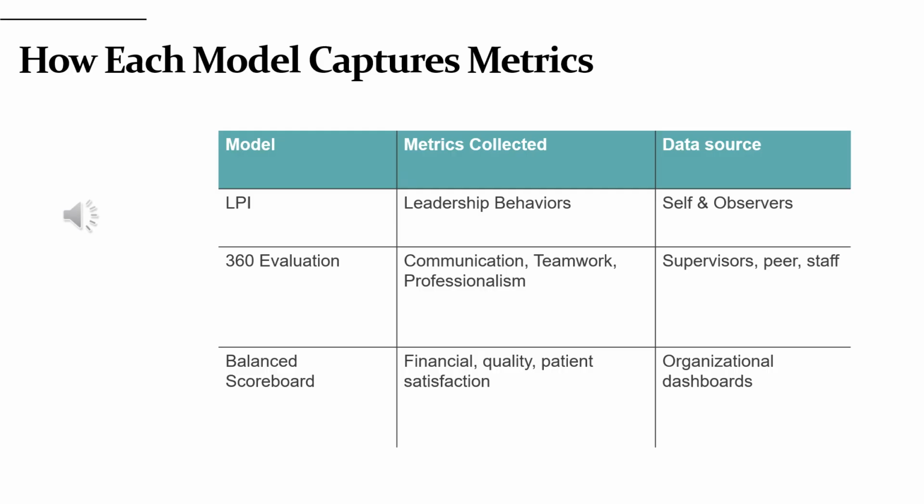Each assessment gathers different types of information. The LPI uses standardized surveys to evaluate leadership behaviors. The 360-degree evaluation combines anonymous feedback from individuals who work with the leader. The balanced scorecard relies on organizational data systems that monitor financial performance, patient outcomes, quality measures, and operational efficiency. Combining these approaches provides a balanced assessment of leadership effectiveness.